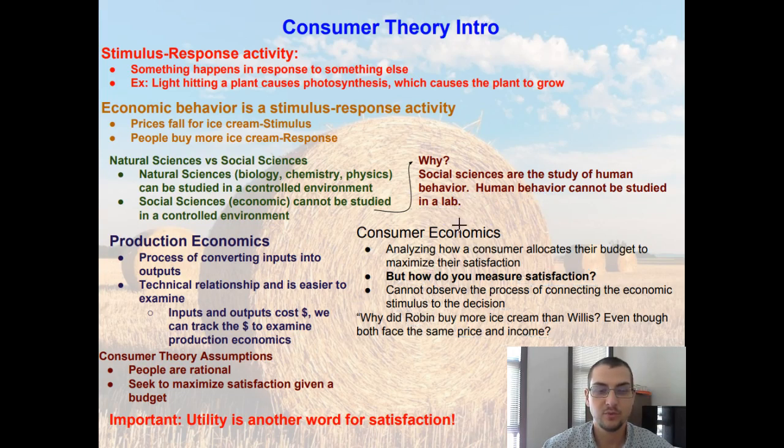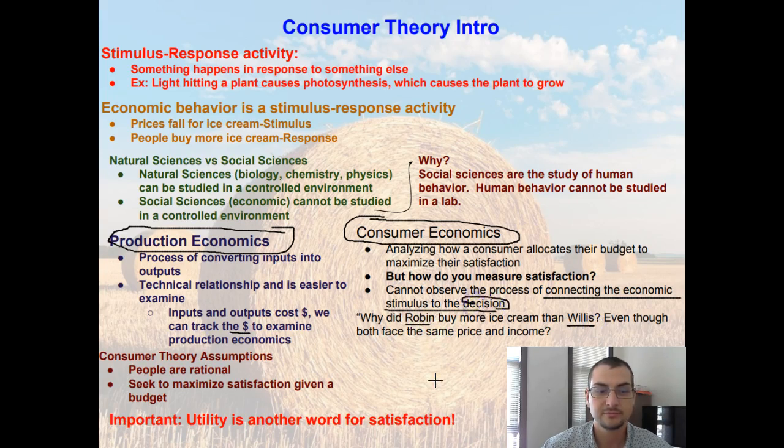So we now know that production economics is a lot easier to measure, just simply because we can track the amount of money. While as consumer economics, well, we can't really measure satisfaction, or we cannot really observe the process of connecting this economic stimulus to the decision, because the economic stimulus for Robin and for Willis were the exact same, but yet their decision was different.